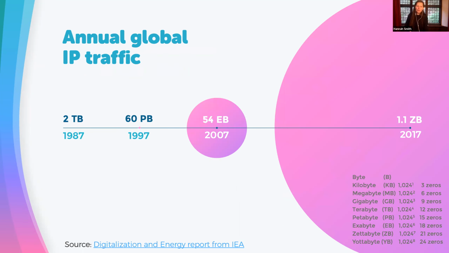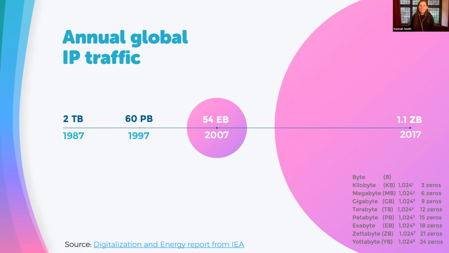So this is a really cool set of data that came from the IEA, the International Energy Agency. It shows how much data flies around the internet, so it's annual global IP traffic. And to keep it simple, let's just say the internet came about in 1987. I know you can argue a little bit either way. And it was responsible for roughly 2 terabytes of information flying around.